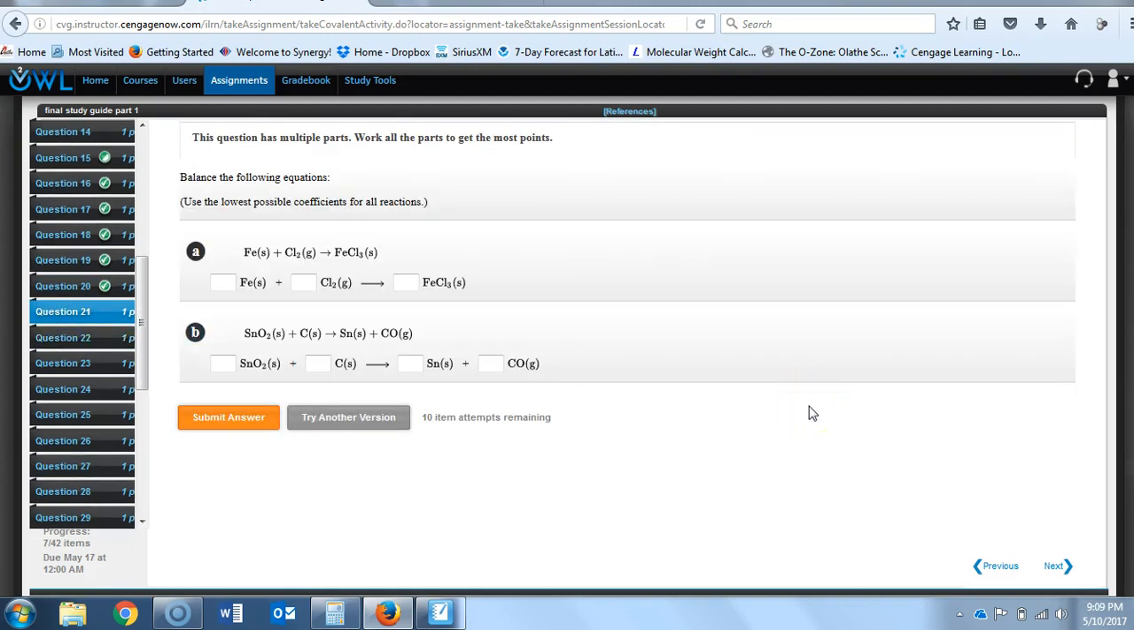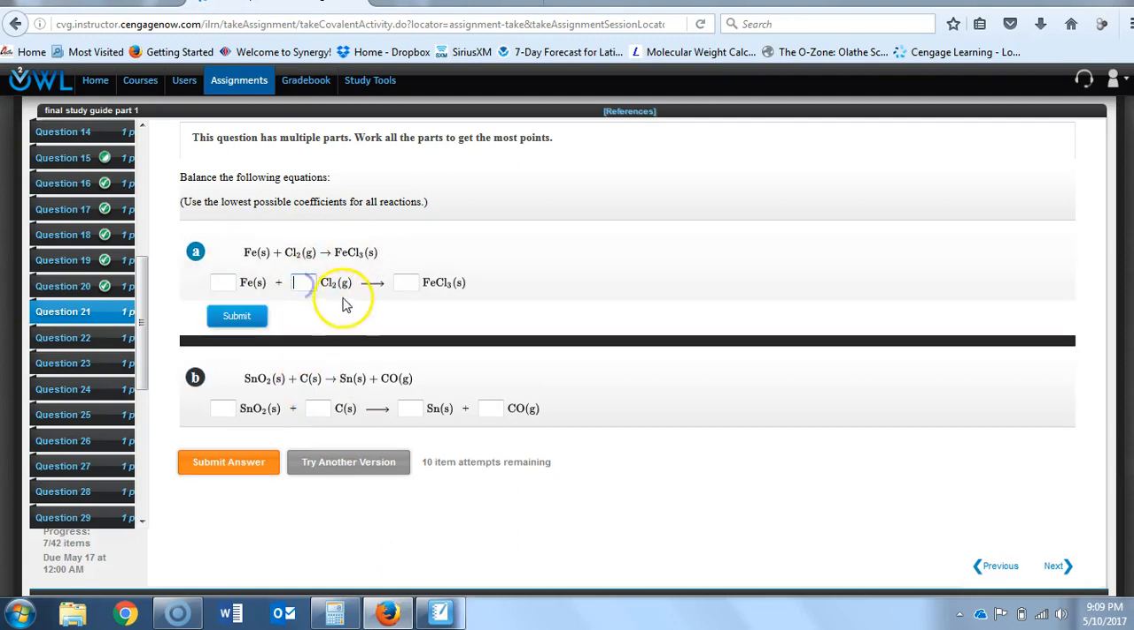Next question, we're balancing again. 1 iron, 1 iron, 2 chlorines, 3 chlorines. So I'm going to put a 3 here, I'm going to put a 2 here. Now I've got 6 chlorines on both sides, and I need 2 irons over here.